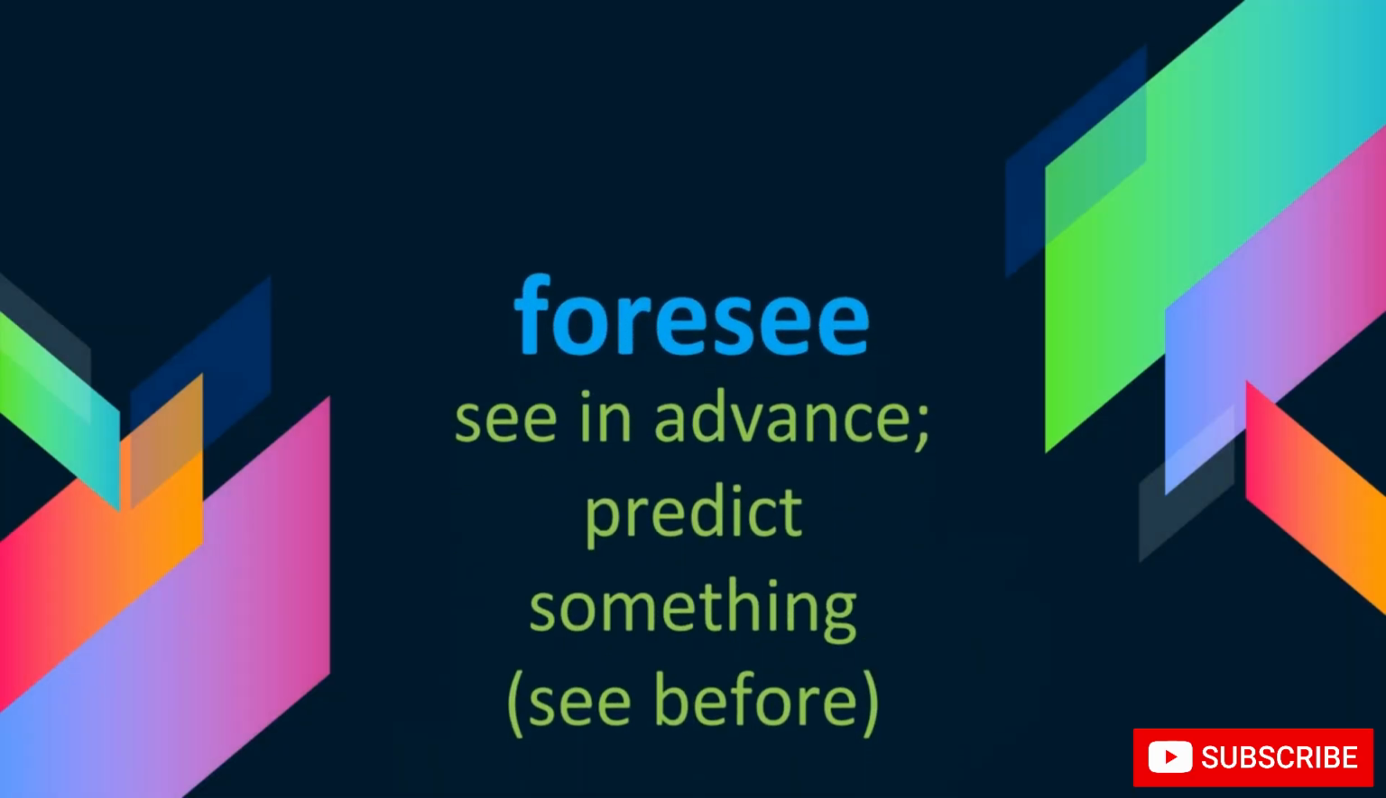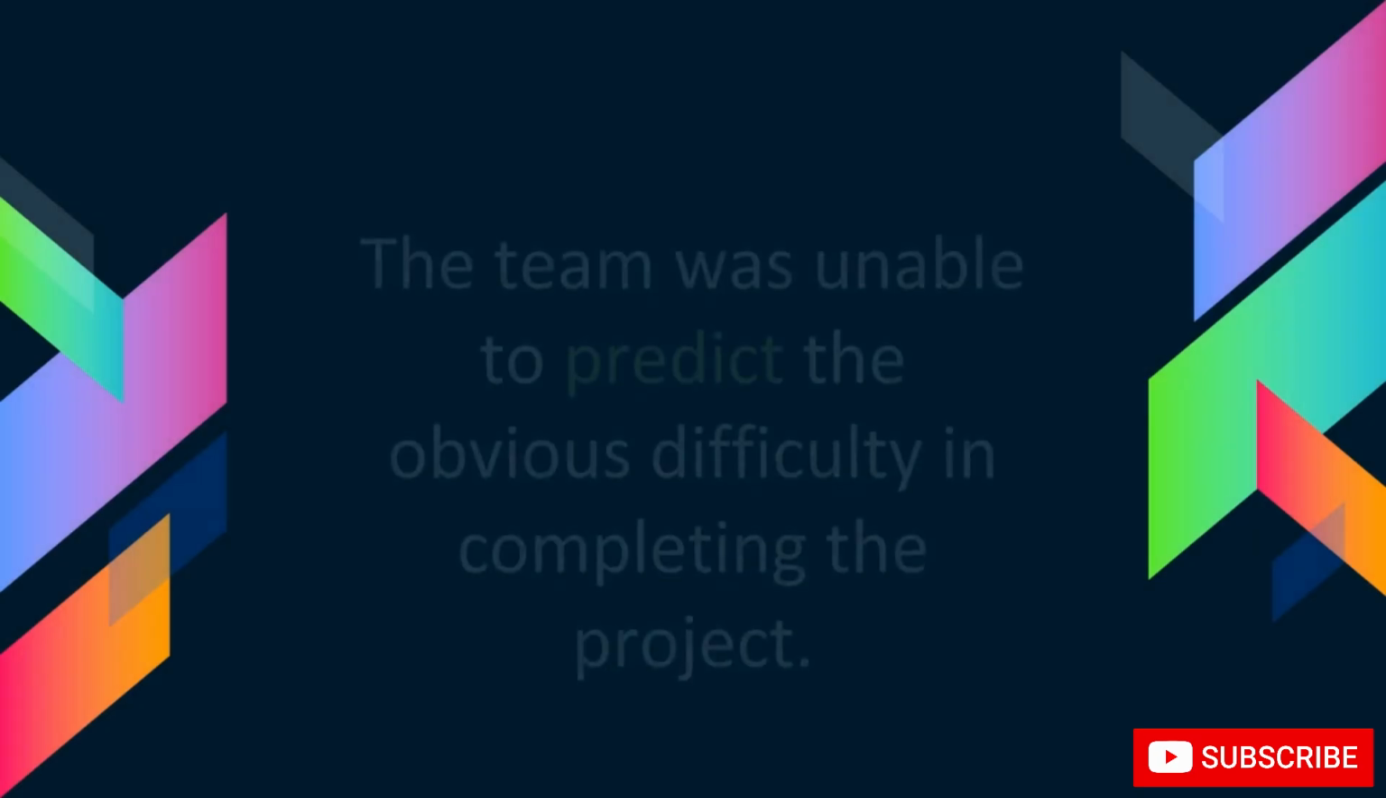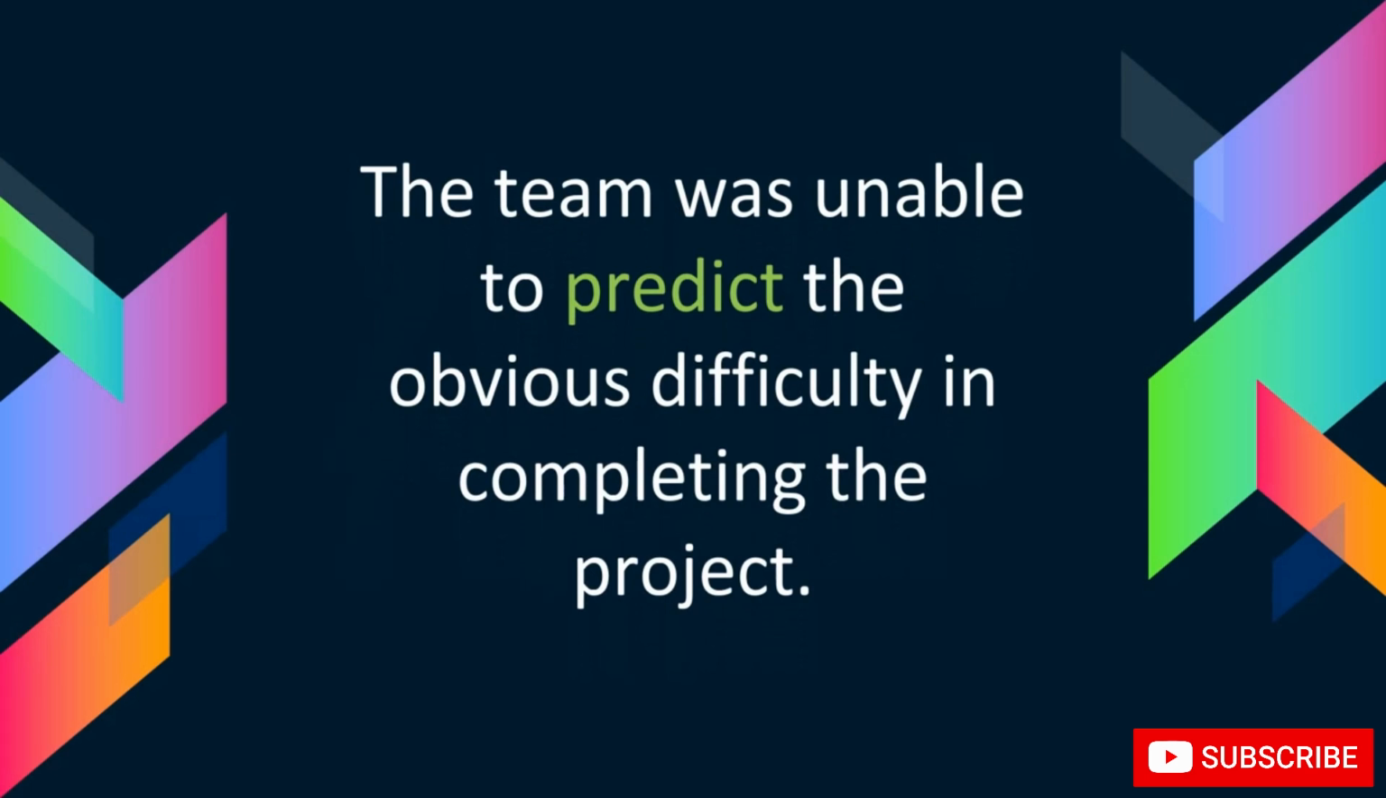The fourth verb for this lesson is foresee, which means to see something in advance or to predict something, literally to see it before. The team was unable to predict the obvious difficulty in completing the project. Predict is a perfectly good word here, and if that's the word that you can remember when you're taking the TOEFL test, don't worry about it.